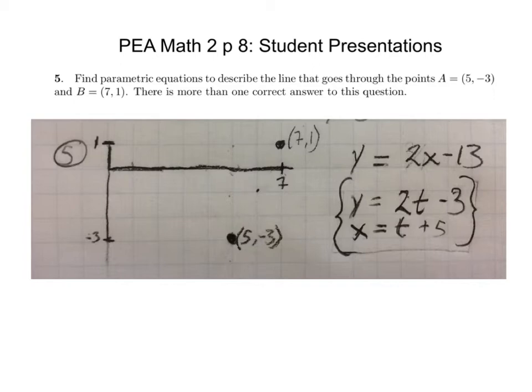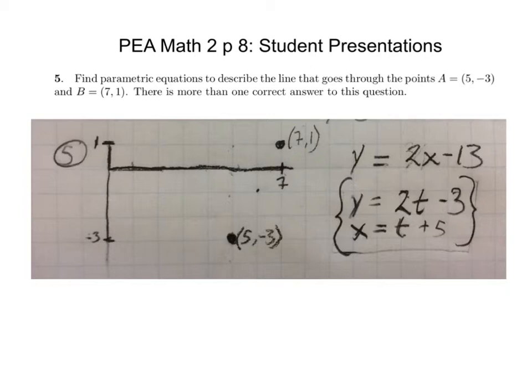Find parametric equations to describe the line that goes through the points A equals (5, -3) and B equals (7, 1). There is more than one correct answer to this question. So Hannah plotted the points here and here, and we found the equation y equals 2x minus 13. So the slope would be 2 over 1. So we did y equals 2t minus 3, and x equals t plus 5.